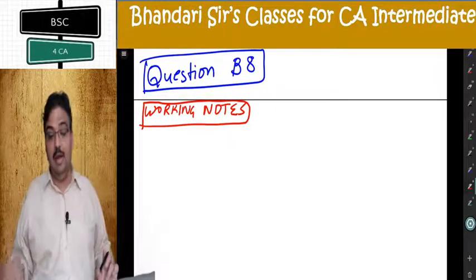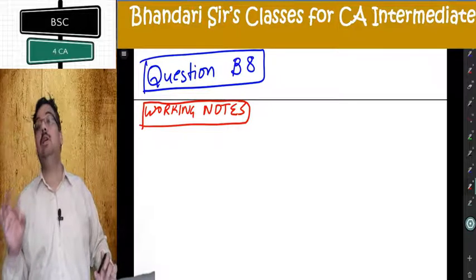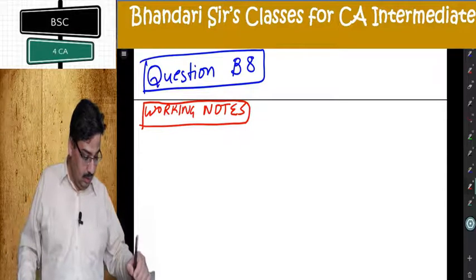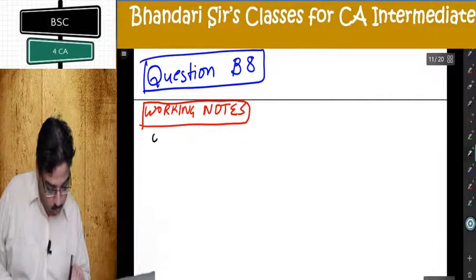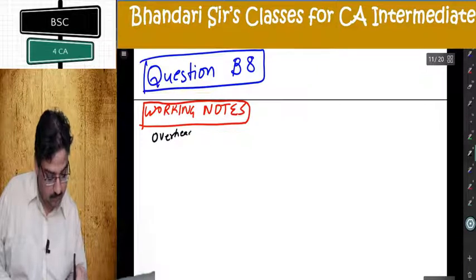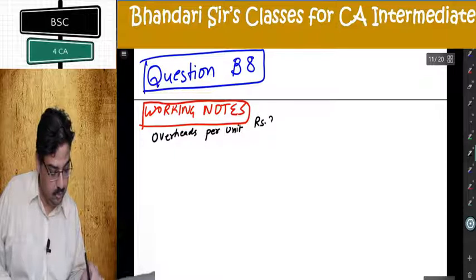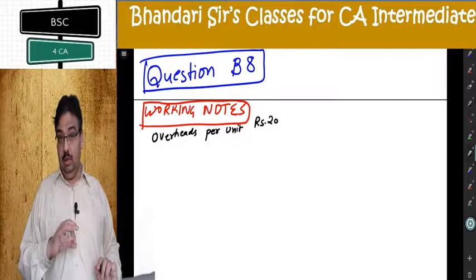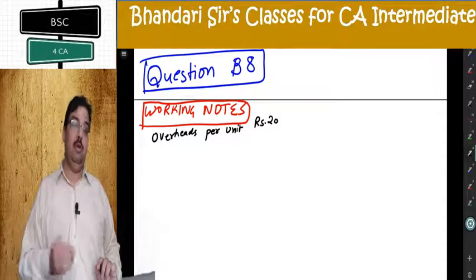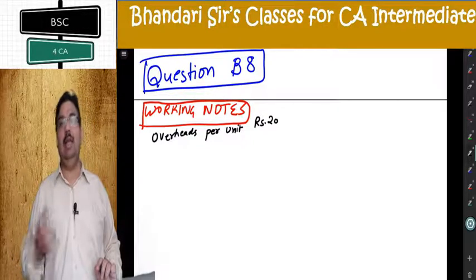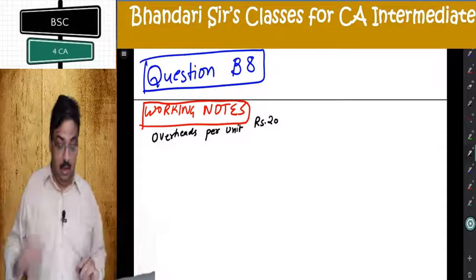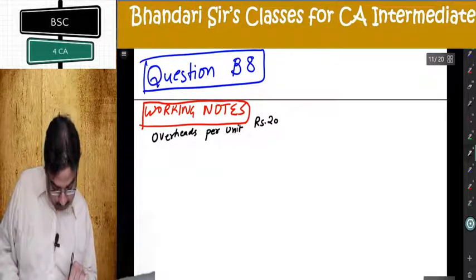You are given the standard absorption rate per unit for overhead, meaning total fixed and variable, 20 rupees. So I can note that overheads per unit is rupees 20. If I can get the variable per unit out of this, the balance will be fixed overhead. So per unit I can easily segregate, provided I can get the variable per unit or fixed per unit. Then the standard rate per hour, overhead per hour.